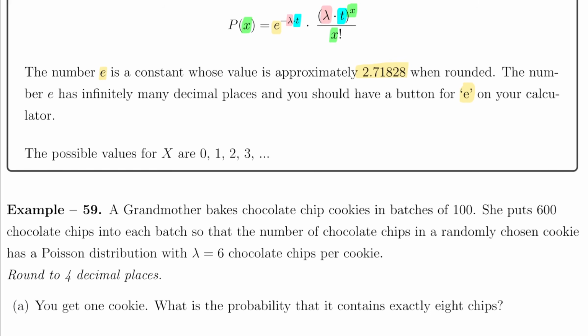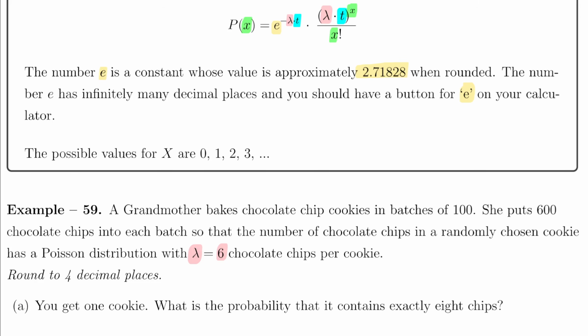So here it says a grandmother bakes chocolate chip cookies in batches of 100. She puts 600 chocolate chips in each batch so that the number of chocolate chips in a randomly chosen cookie has a Poisson distribution of lambda equal to 6. Where did we get that 6? It was from the 600 divided by 100. We're asked to round our answers to 4 decimal places.